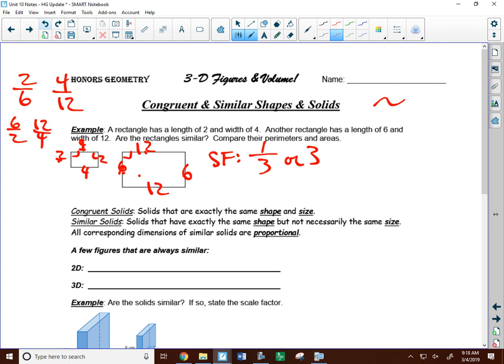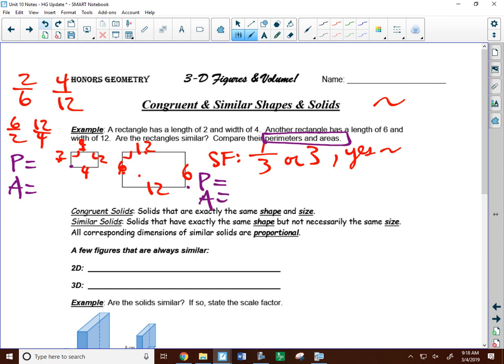So are they similar? Yes. They have all congruent angles, all right angles, and the ratio between the sides is equal. They're 1/3 or 3. Now here's what I want to do. This is something a little bit new I want to look at. Let's compare the perimeter and area. For this shape, I'm going to do perimeter and area over here, and for this one, I'll write it here.